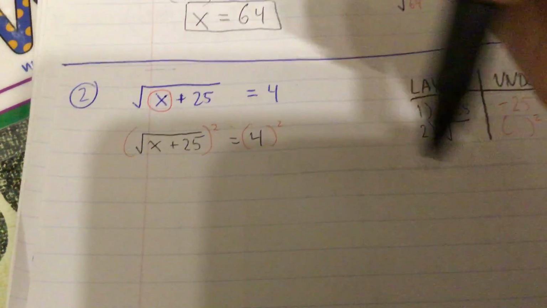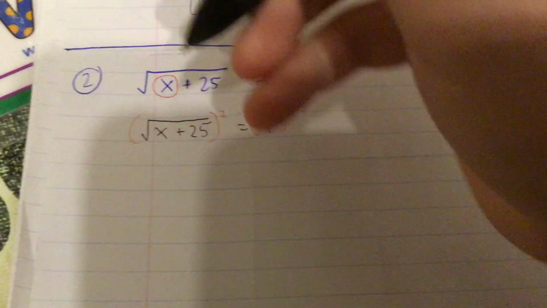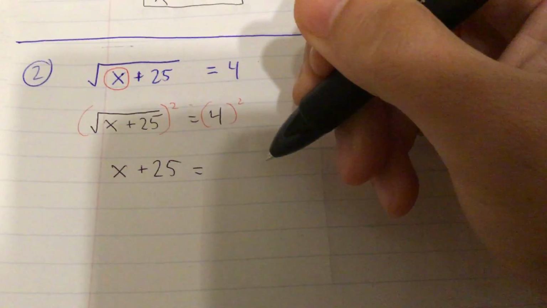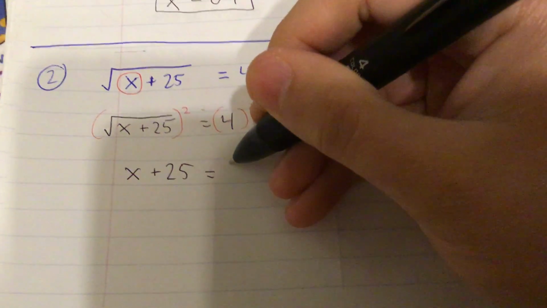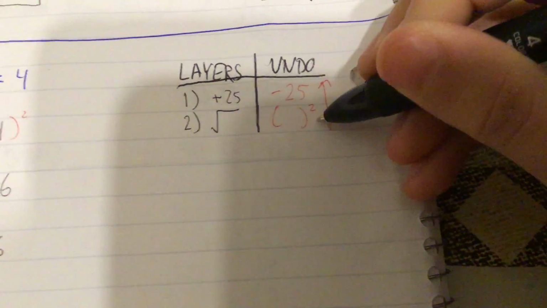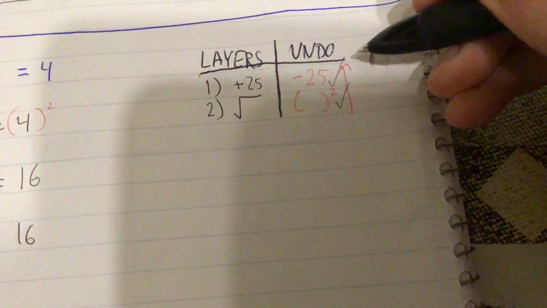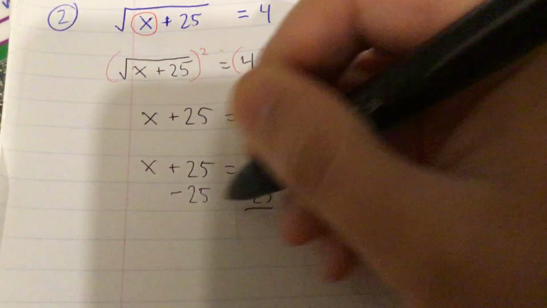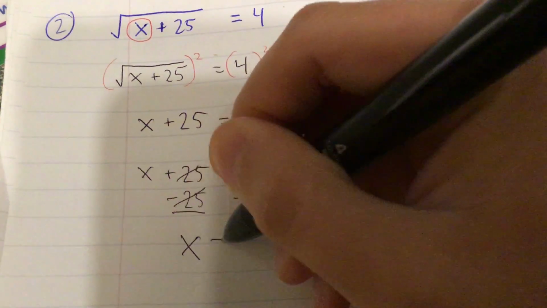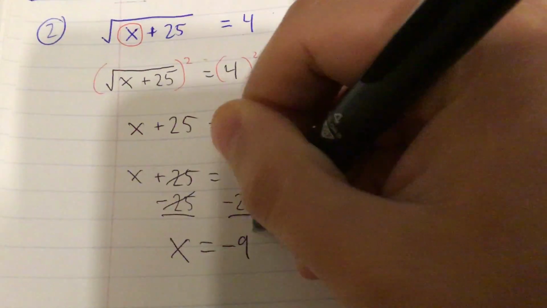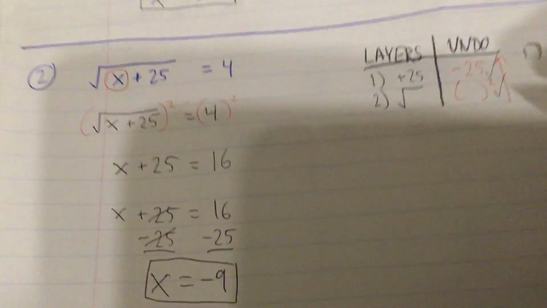And squaring the square root knocks out the square root, leaving me with just x plus 25 is equal to, well, what's 4 squared? That would be 16. So now I've got x plus 25 is equal to 16. I'm going to undo the plus 25 with the minus 25 layer. So I'm going to minus 25 on both sides, getting me x is equal to 16 minus 25, which should be negative 9. But wait, I don't believe you. Let's check our work.